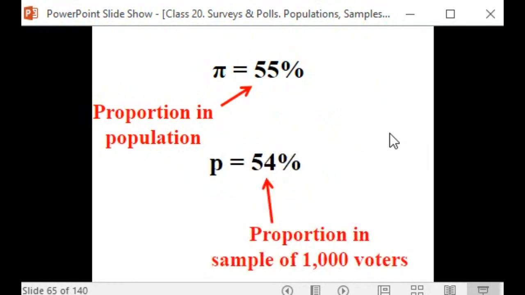Now, you remember that P equals 54%. P is the proportion of voters in the sample of 1,000 voters who intend to vote for green. So 54% is the proportion in the sample, 55% is the proportion in the population. And you can see these two numbers are close, but they are not identical.